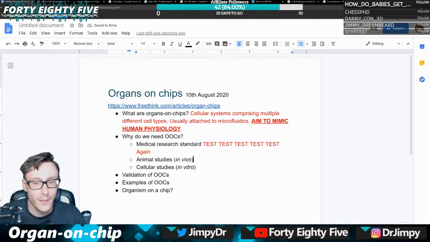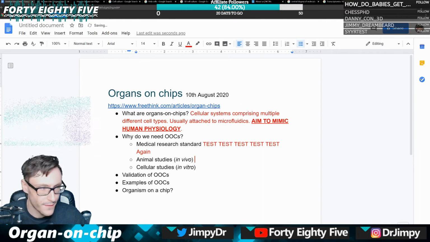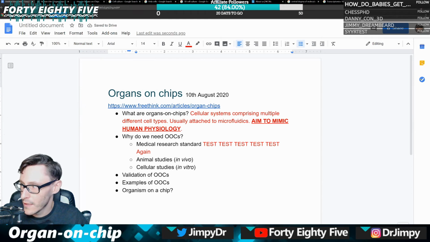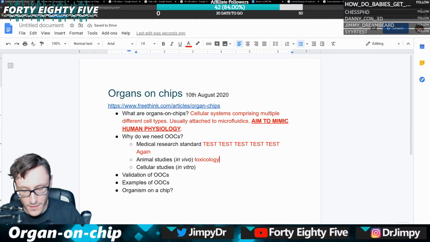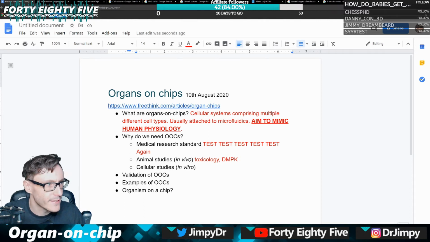Animal studies are called in vivo studies, and you have to provide a lot of information to the regulatory bodies, so the FDA, the EMA for Europe. You have to show toxicology. You have toxicology studies. You have to show what's called DMPK, which stands for drug metabolism and pharmacokinetics.